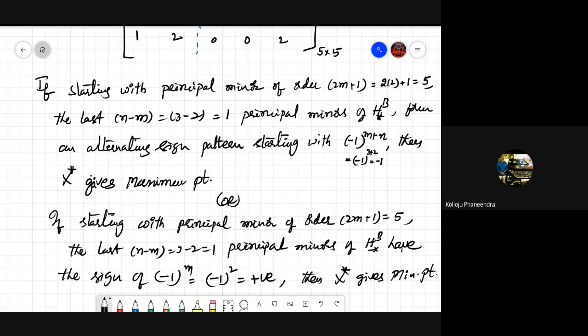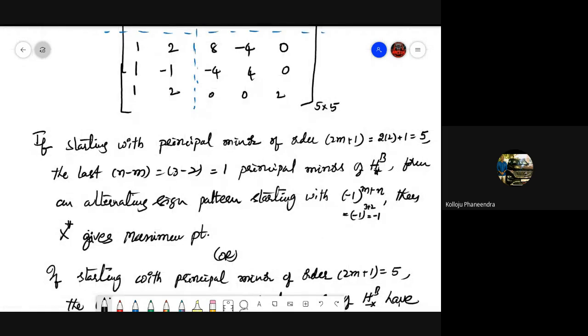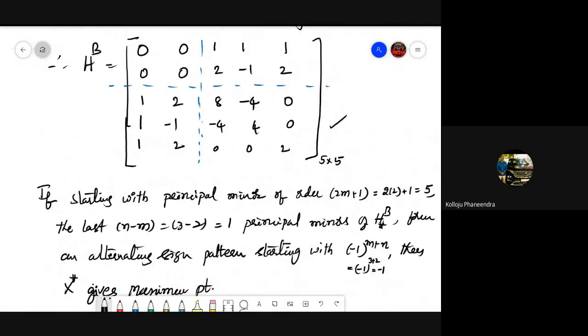Now the main understanding is here. I have a 5 by 5 determinant HB. So starting with the fifth order determinant, I have to calculate first the 5 by 5, and then the last n minus m, that means one more, that means 6 by 6. Is there any 6 by 6 matrix here? No, only the 5 by 5 matrix is here. So we have to find only the 5 by 5 determinant.